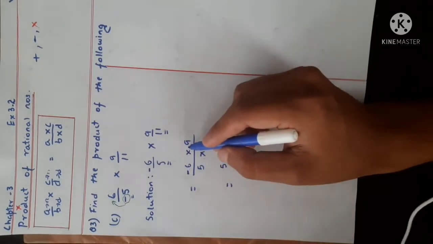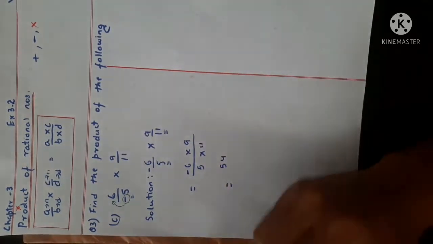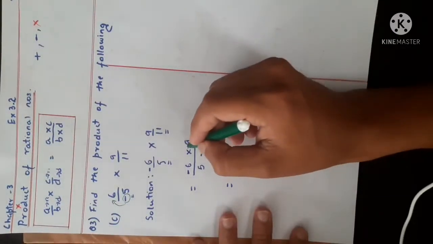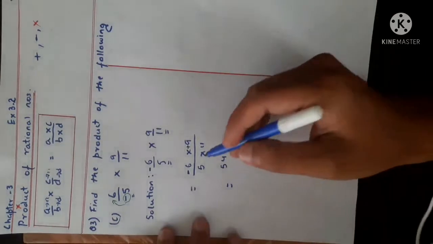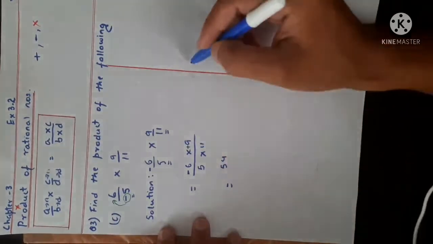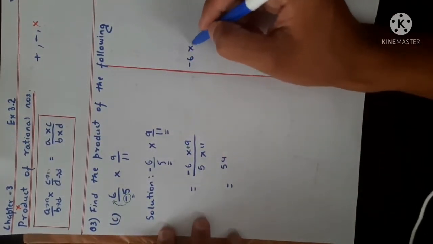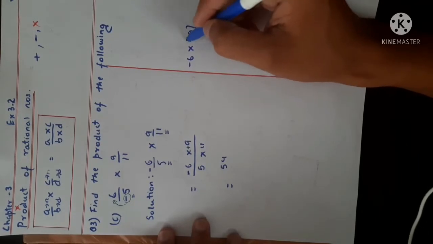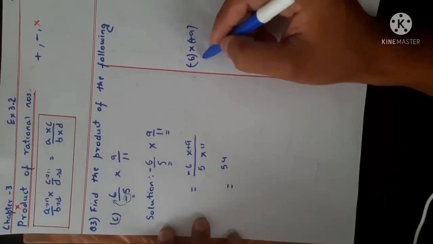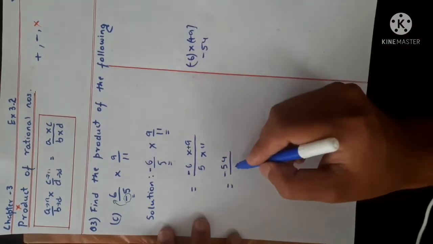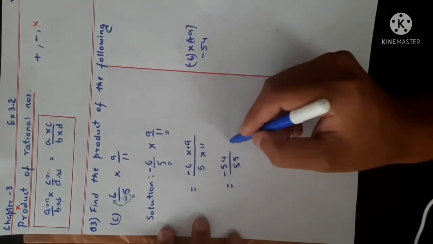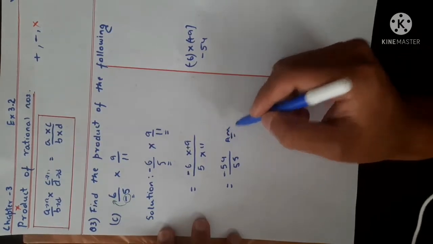And what is the sign of 9? It is plus or minus? It is plus. Since there is no sign in front of it, it is always plus. So minus multiply plus, minus 6 multiply plus 9, we will get minus 54. 5 multiply 11, 55. And this is the required answer.